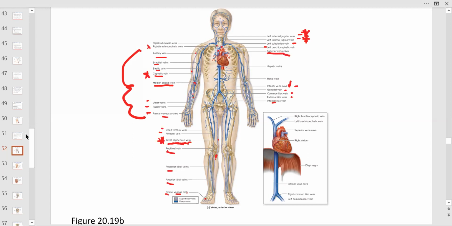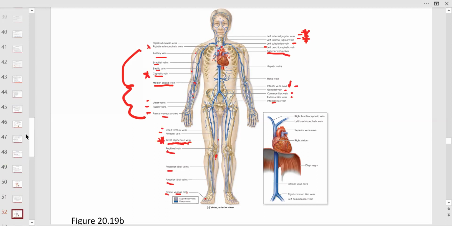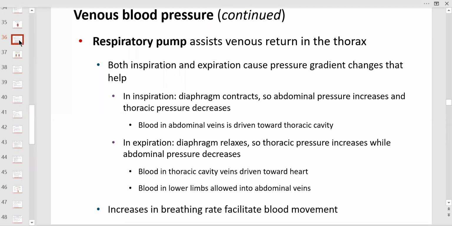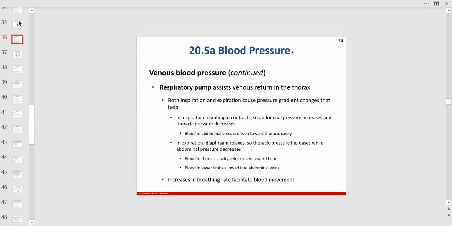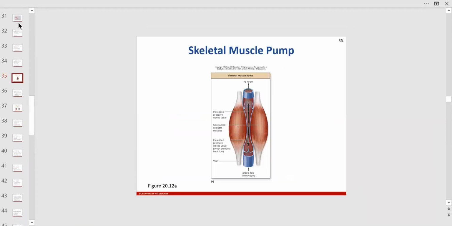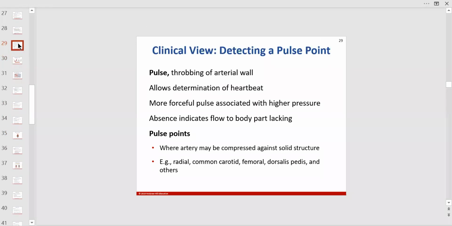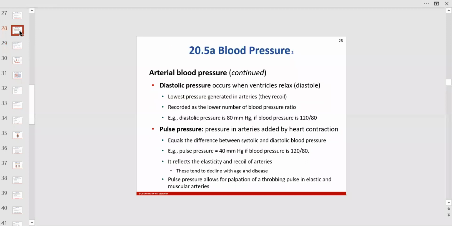So that's a good look at all the different veins and arteries and which ones are companion and which ones aren't. It's really not that much, really. Okay, let's go back to where we were, measuring blood pressure and pulse.